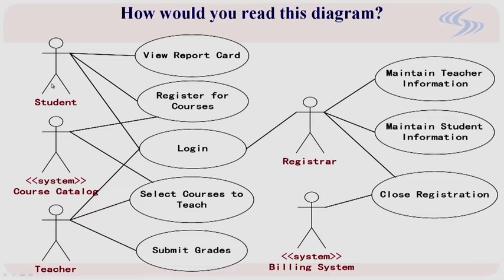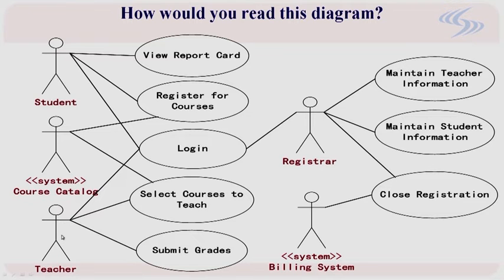From the point of view of student, we find that the student will interact with the target system. First, view report card. So that means to get his own report or his own scores or grade. And the student should also register for some courses, and the student is required to log in. Only after he has logged in successfully can he view his own grade report or register for courses.